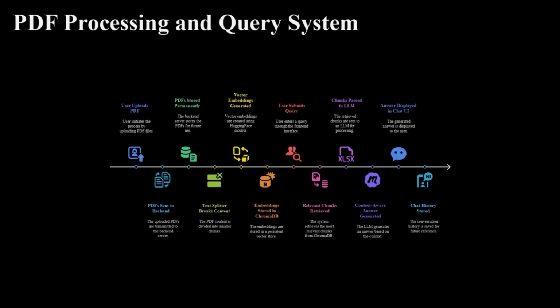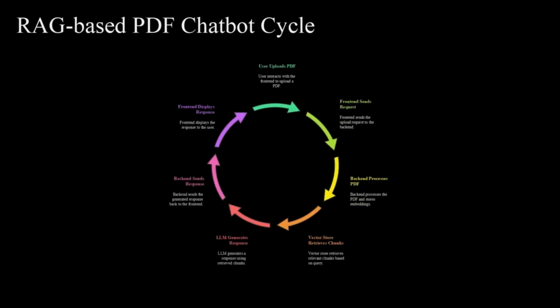Okay, and to explain to you better how this whole cycle would work, I have created this cycle of our RAG based PDF chatbot application. You could see from the top of this green arrow, we have user upload PDF. Then the front end sends the request to the backend. Then we have the backend process. Then we have vector store retrieval. Then the LLM will generate its response. Then the backend will send the response to the front end again, and it will display the front end response.